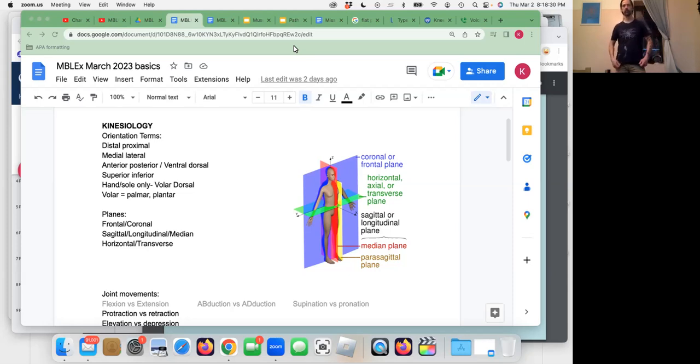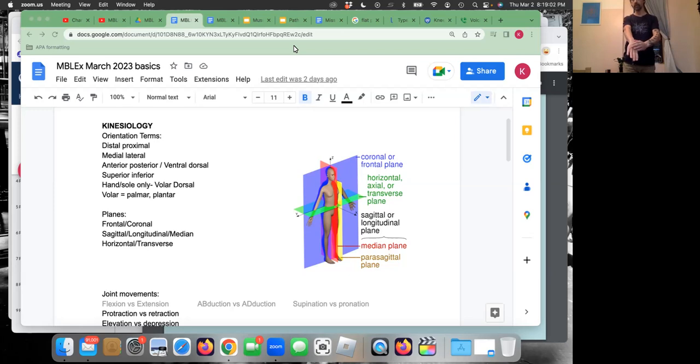Okay, are we done with these? Yeah, we're done with the orientation, but let's go over them one more time, just like rapid fire, right? And touch where I'm touching. So distal and proximal. Medial and lateral. Good. Anterior and posterior, also called ventral and dorsal, right? Volar and dorsal.